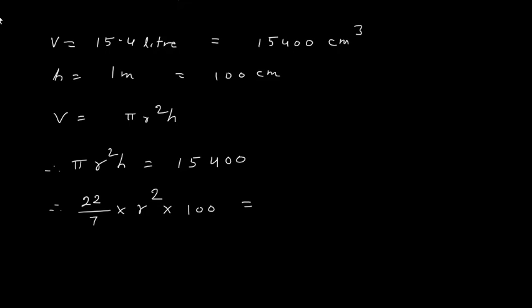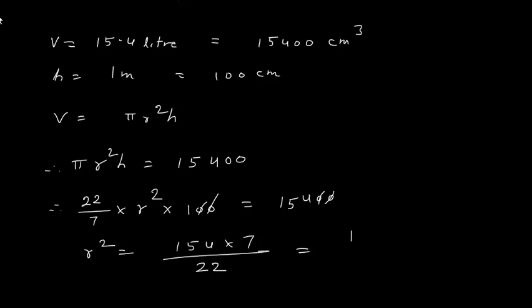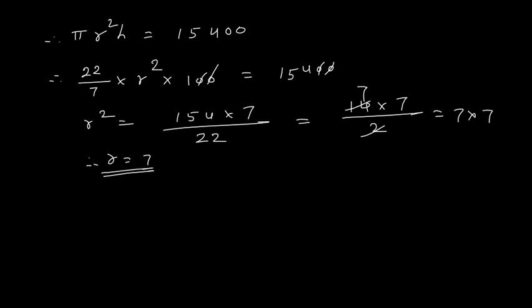Pi r square h is equal to 15400. So this 100 I will cancel and I will get r square equals 154 into 7 divided by 22. So with 11 I will cancel, 11 1s are 11, 11 14s are 154 and 11 2s are 22. Now 2 7s are 14. So r square is 7 into 7. So therefore the value of r is 7. So radius is 7 centimeter.